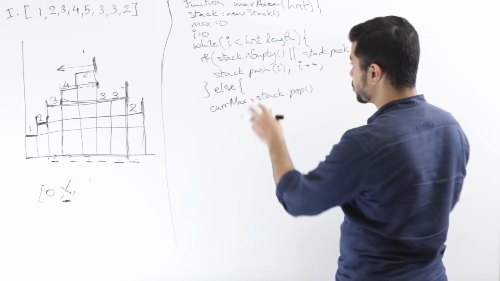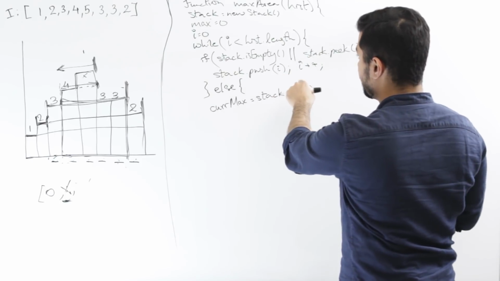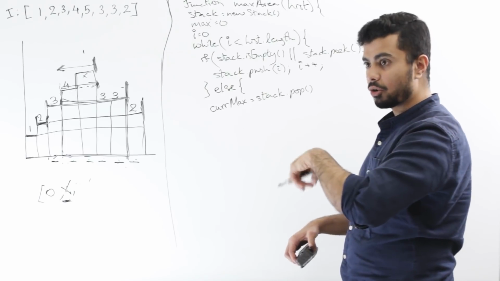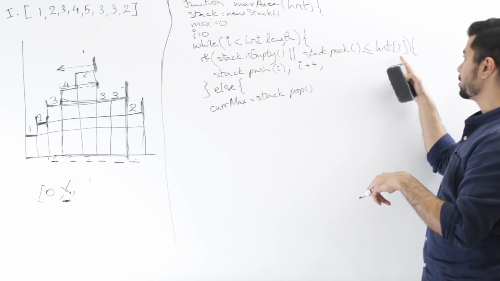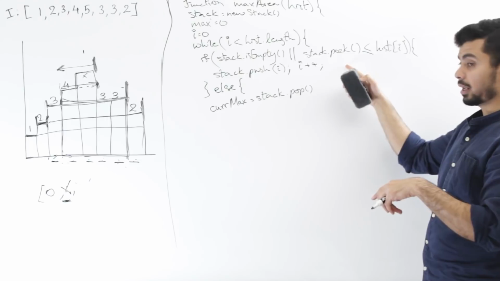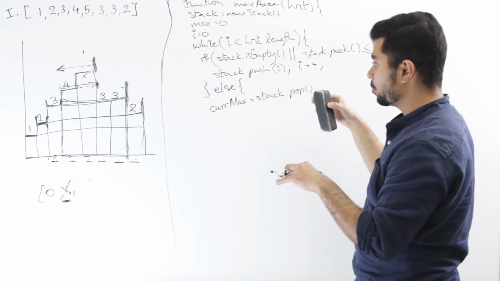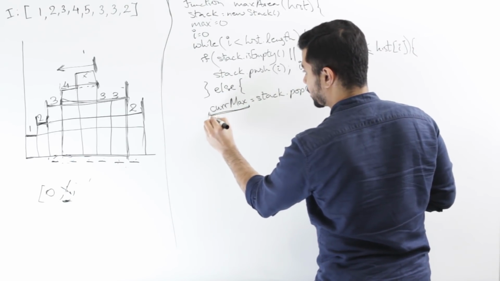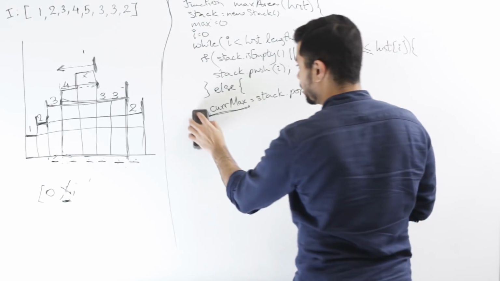So at this point, I have already incremented I, right? In the previous iteration, I had already incremented I. So the way I come here is by checking that the histogram value at I is greater than my topmost value, right? So the I that is the index of cur max will actually be one less than that. Right? It'll be I minus 1.